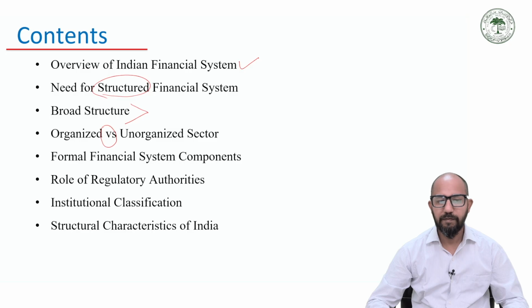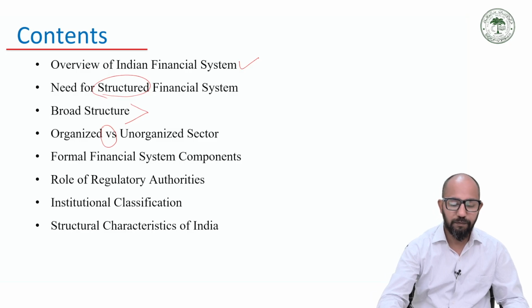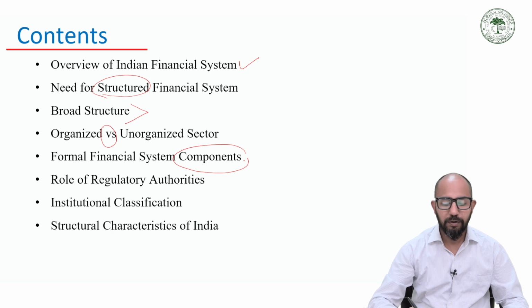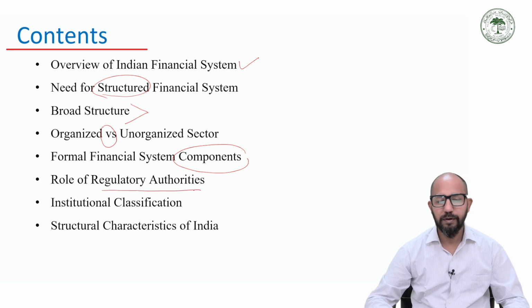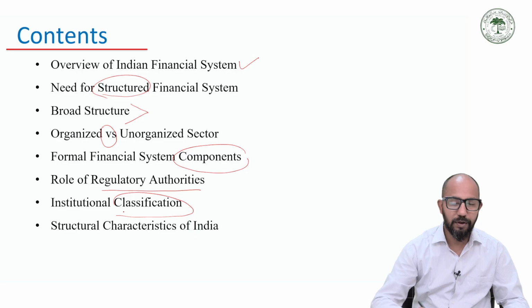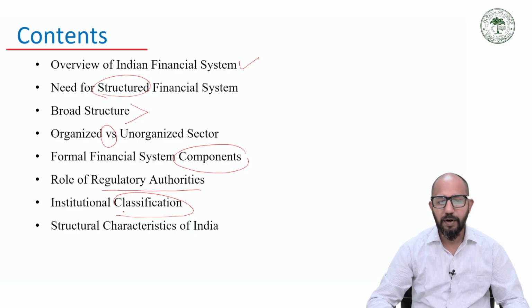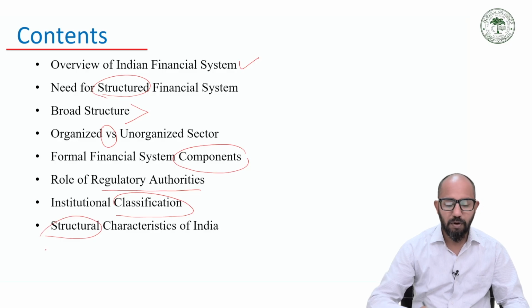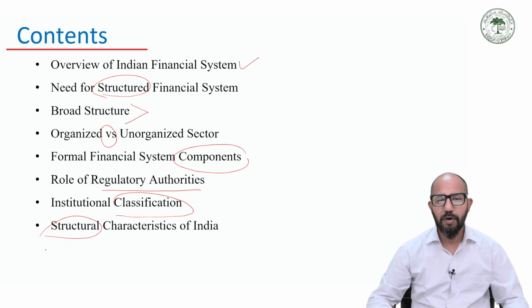Subsequently, we will delve deep into understanding the formal financial system components, followed by the role of regulatory authorities. After that, we'll try to understand the institutional classification in the Indian financial system, and finally, we will touch upon the structural characteristics of the Indian financial system. Let us begin the journey.